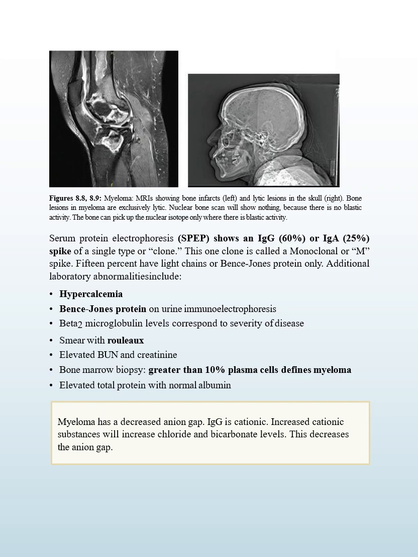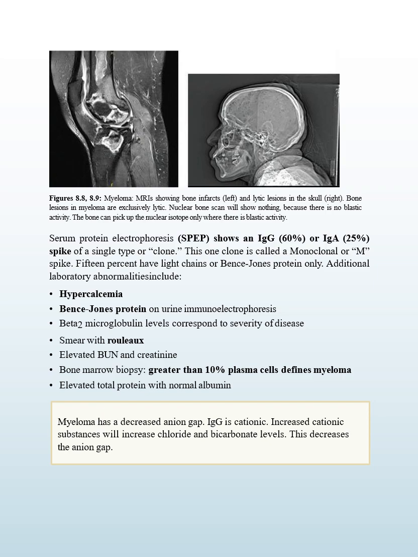Additional lab findings are hypercalcemia, Bence Jones proteins, beta-2 microglobulin levels, smear with rouleaux, elevated BUN and creatinine. Bone marrow biopsy shows over 10% plasma cells and elevated total protein with normal albumin. In MM, we have decreased anion gap.